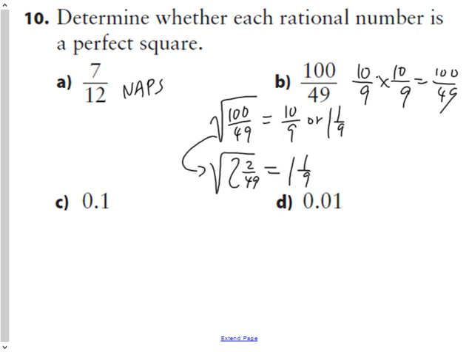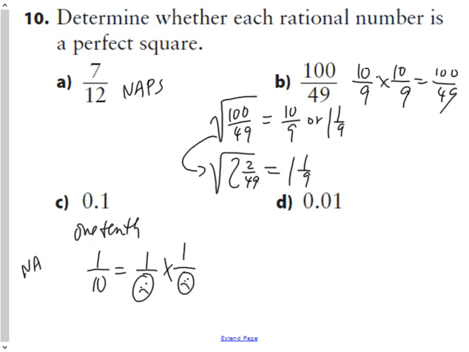Is 0.1 a perfect square? So 0.1 is actually read as 1/10, which is 1 over 10. What fraction times itself is 1 over 10? Well, 1 times 1 is 1, but there is no number that multiplies by itself to get you 10. So therefore, it is not a perfect square. There is no square root for 0.1 that would stop.